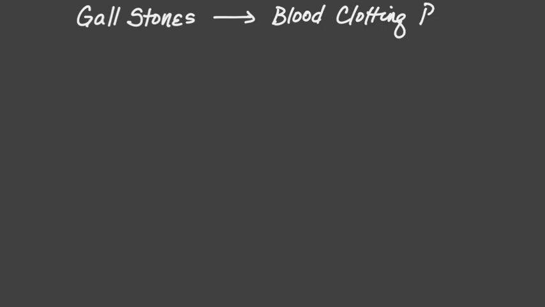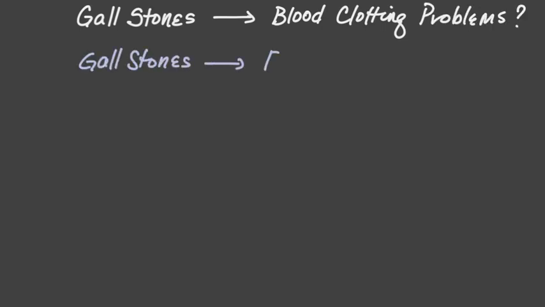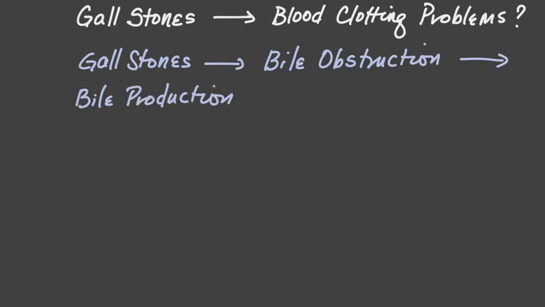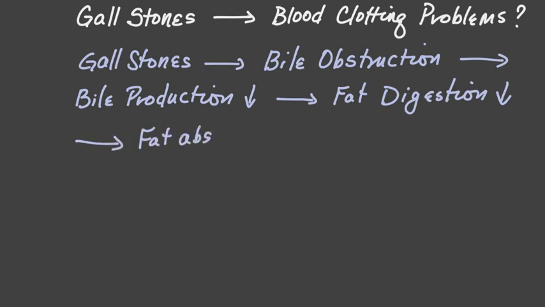So let's see how gallstones result in blood clotting problems. As we know, this has something to do with vitamin K absorption. So we start with gallstones. Gallstones result in the obstruction of bile from the gallbladder. So the production of bile decreases, which means fats will not be emulsified, fats will not be digested. So fat digestion goes down, which is a cardinal sign of gallstones. Fat absorption also goes down.